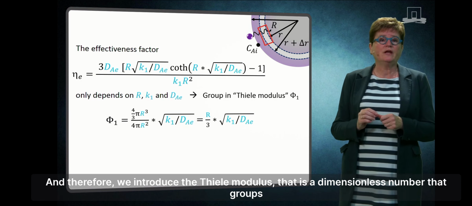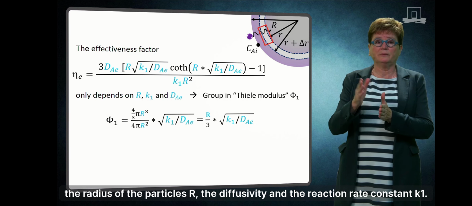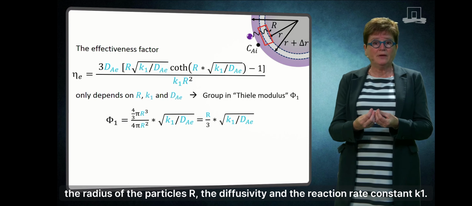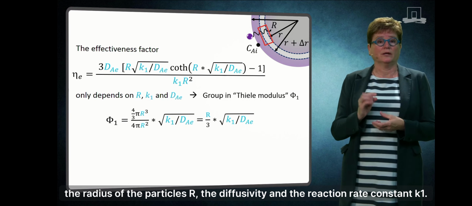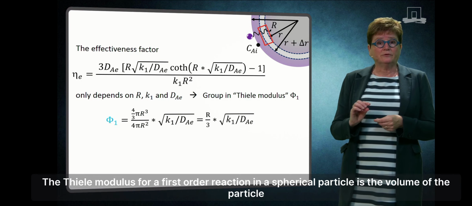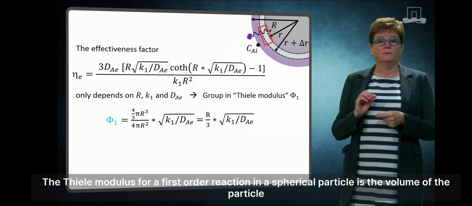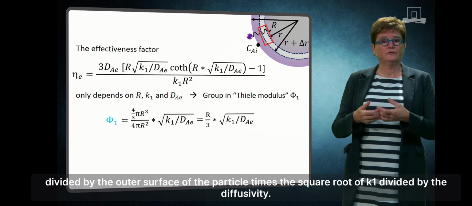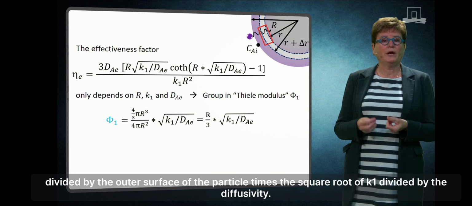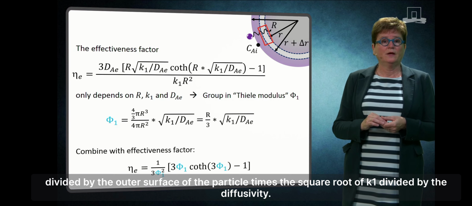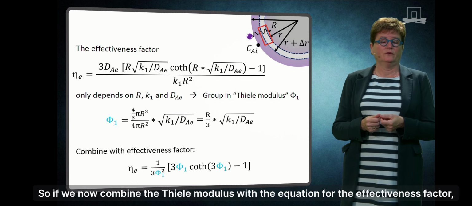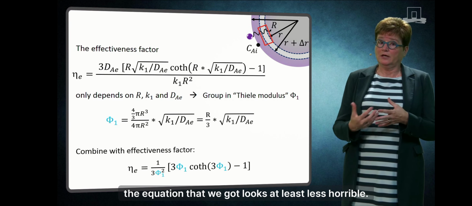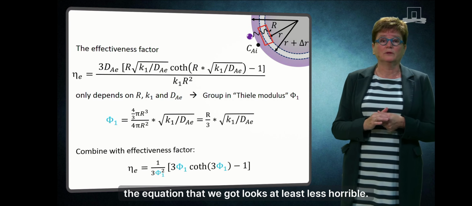That's a dimensionless number that groups the radius of the particle, the big R, the diffusivity, and the reaction rate constant k1. The Thiele modulus for a first order reaction in a spherical particle is the volume of the particle divided by the outer surface of the particle times the square root of k1 divided by the diffusivity. If we now combine the Thiele modulus with the equation for the effectiveness factor, the equation looks at least less horrible.